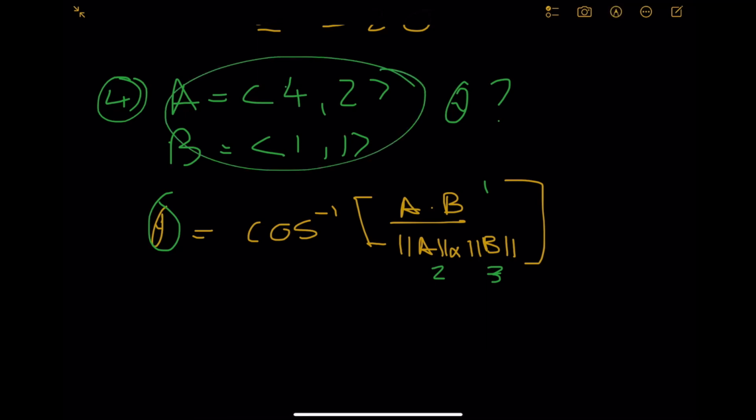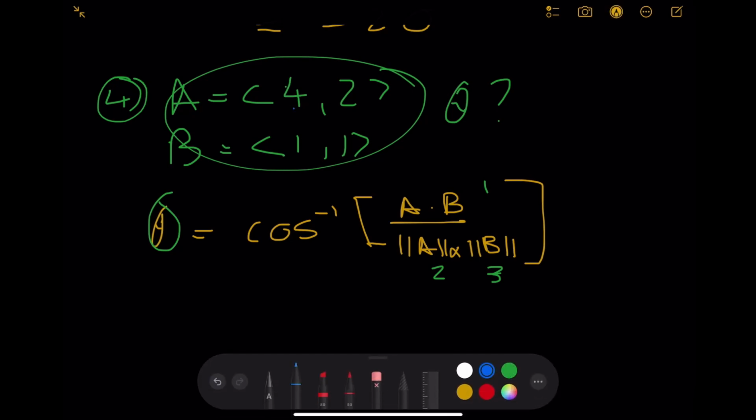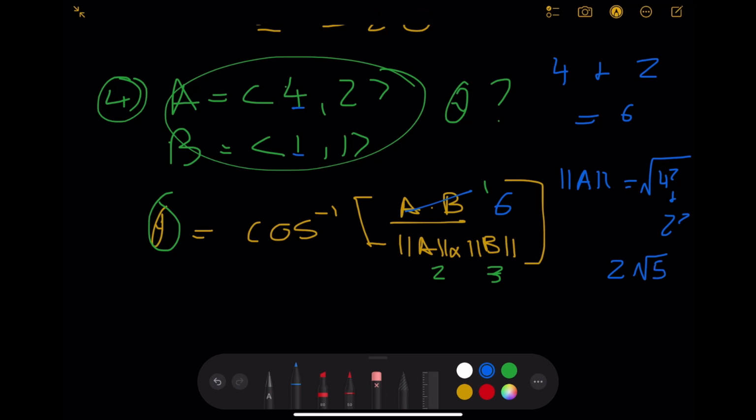So first of all, the dot product between A and B is going to be 4 times 1, which is just 4, plus 2 times 1, which is just 2, is equal to 6, right? So we already have that this over here is equal to 6. Secondly, the magnitude of A is going to be the square root of 4 squared plus 2 squared, and that's going to give you 2 times the square root of 5. So 2 square root of 5.